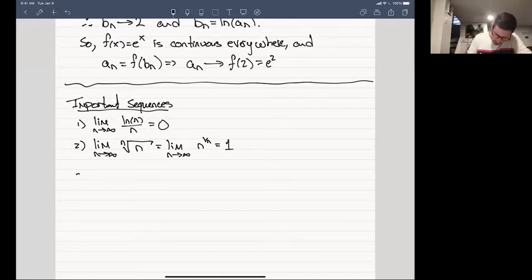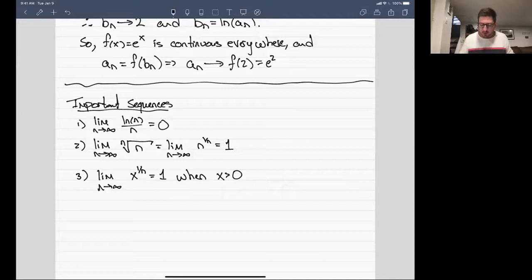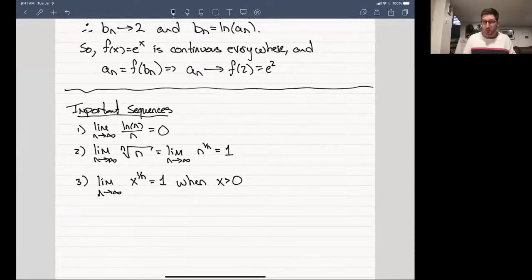Okay, 3. In this case, same thing, the limit as n goes to infinity, if x is a fixed value and you take the nth root, this is equal to 1 when x is bigger than 0. The reason you need it to be bigger than 0 is because you can't take even roots of negative numbers. So it's not going to make any sense if you have negative numbers put into that. And in this case, x is a constant. It'll become clear in the next few videos why I'm using x.